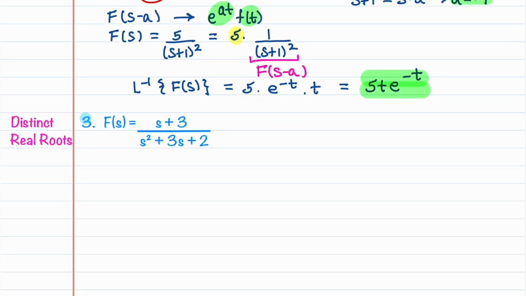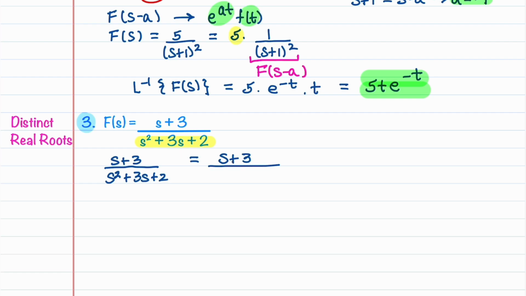Let's now look at our third example. We're going to find the inverse Laplace transform of s plus 3 divided by s squared plus 3s plus 2. In this problem, we have a quadratic in the denominator. The first thing that you want to do when you have a quadratic is see if you can factor it. We have s plus 3 all divided by s squared plus 3s plus 2. And we're going to set this equal to s plus 3. You just copy the numerator.